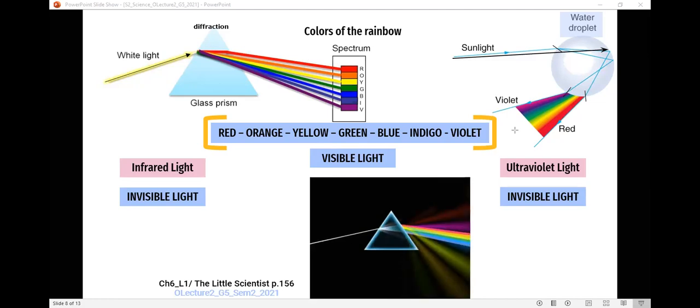Okay? How are rainbows formed? It's when it rains and then we have droplets of water that act like prisms and they diffract white light into its seven colors.